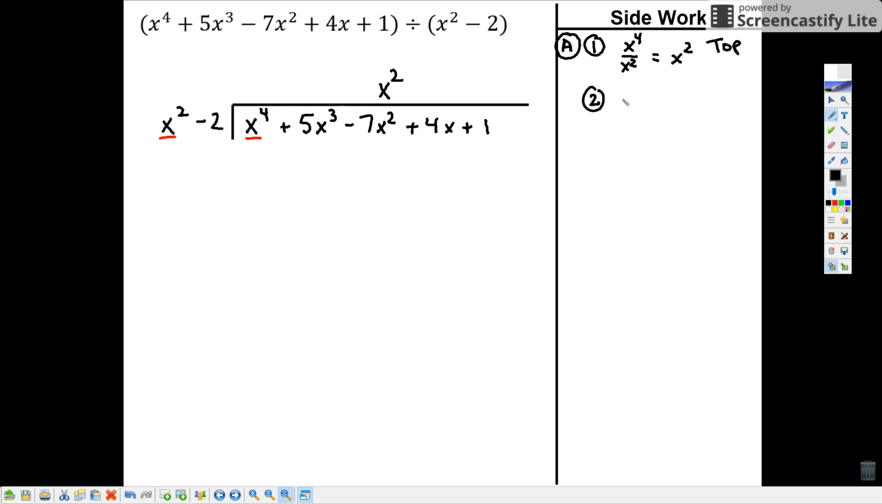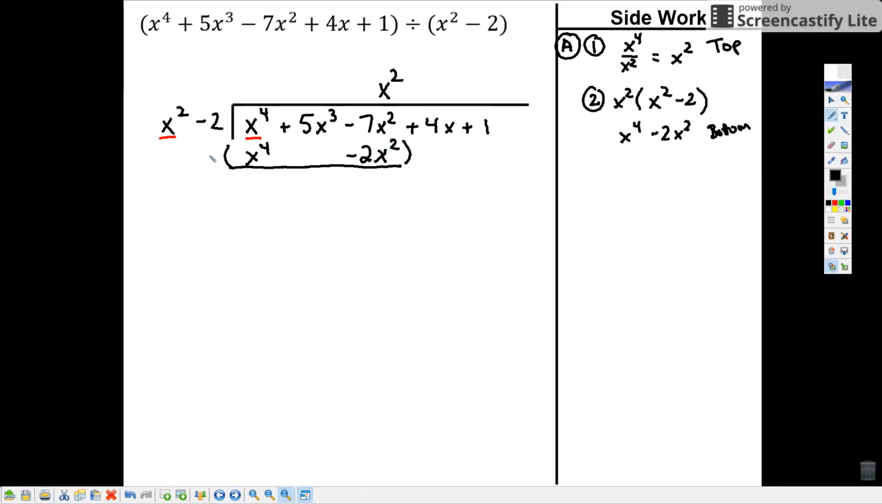Second step, I take that x squared and I multiply it by the divisor. Our divisor is x squared minus 2. And then I distribute, so we get x to the 4th minus 2x squared. And this is going to go on the bottom of the long division symbol. So we get x to the 4th. Now notice this minus 2x squared, I don't want to put it right underneath 5x cubed because they're not like terms. So I'm going to put it right underneath the 7x squared so we match up like terms.